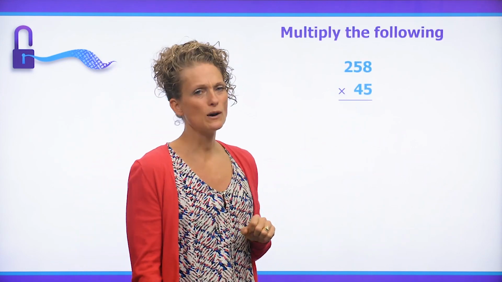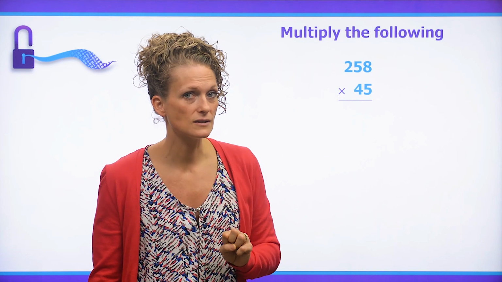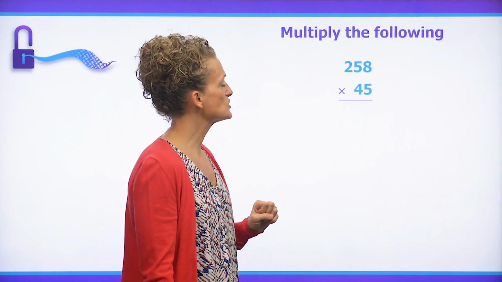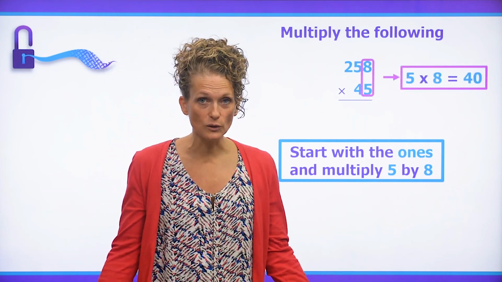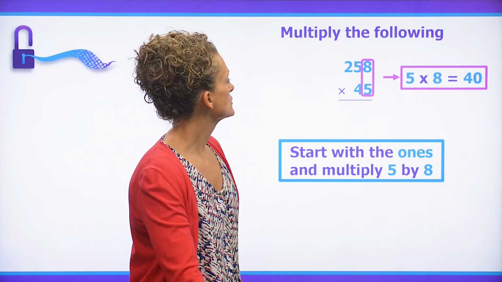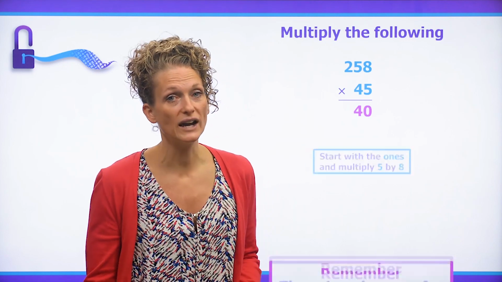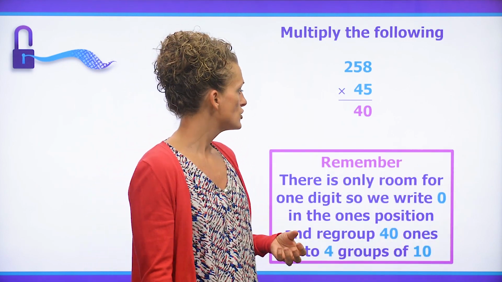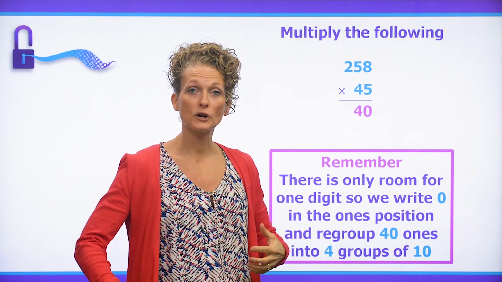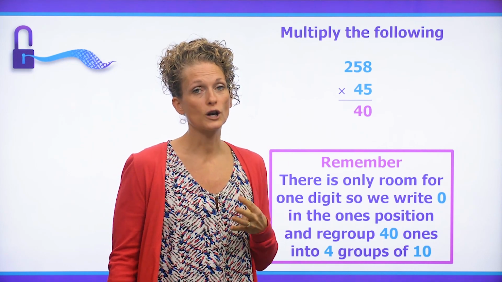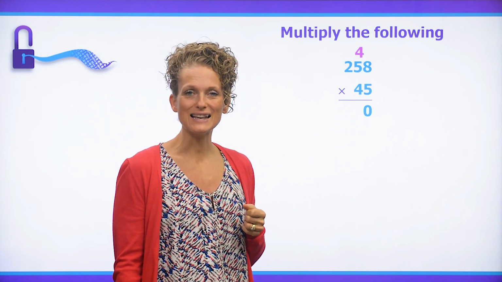All right, now that was pretty cool, but it's not as exciting as multiplying a 3-digit by a 2-digit instead of a 1-digit. So let's do that. Let's do 258 times 45. All right, so we're going to start with the ones as we always do, and we're going to multiply 5 times 8. So 5 times 8 is 40, and we can't write 40 because we can only have one digit in each position. So we're going to leave the 0, and we're going to take this 4, which represents 40s, and we're going to regroup into 4 groups of 10. So that means we're going to place the 4 above the 5, which is in the tens position.